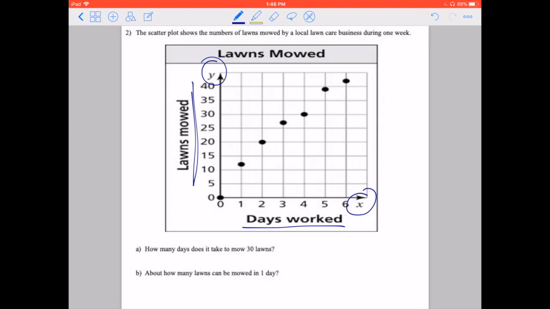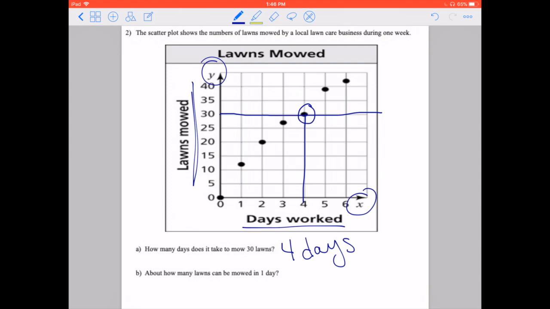So we have lawns on the y-axis, so I'm going to mark a line across 30 lawns. And we want to see where one of our points crosses that line. So if we look, at 30, we have a point right here, which is along the 4 on the x-axis. So it takes 4 days to mow 30 lawns.